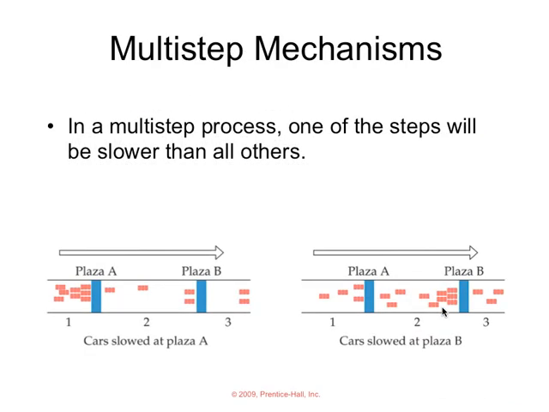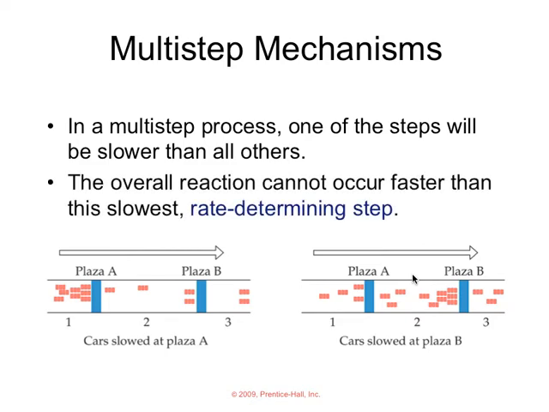All right, so let's look at multi-step mechanisms. In a multi-step process, one of the steps is going to be slower than the others. And this is the one that is going to hold up the reaction. It's going to be the rate determining step. You can think of it as being the toll booths. If Plaza A is slower, the backup appears at Plaza A. If Plaza B is the slower toll booth, the backup occurs at Plaza B. So the overall reaction can't go any faster than that slowest step. That is what is going to determine the rate.